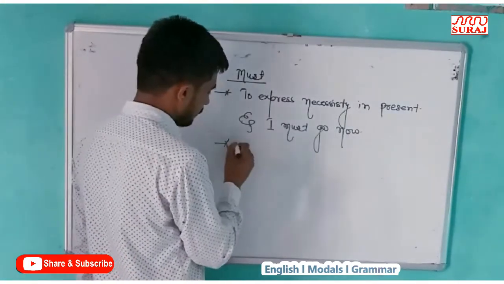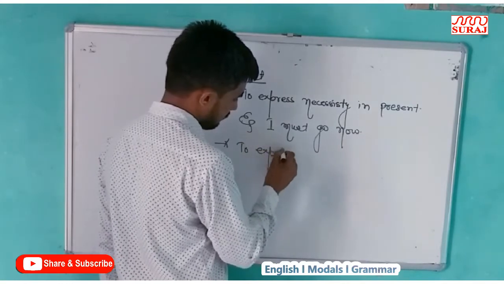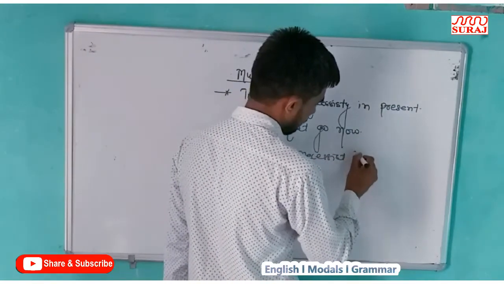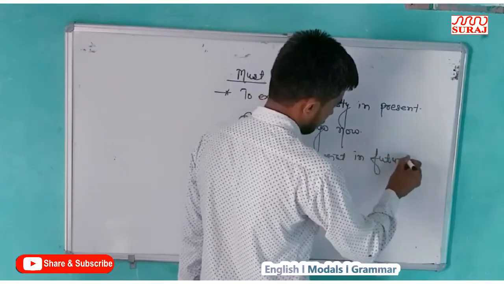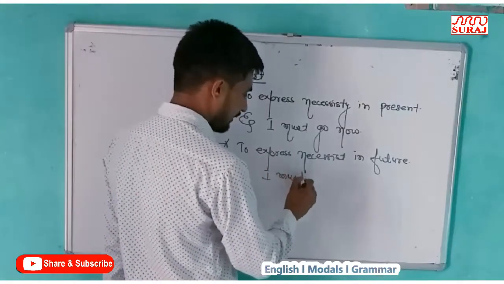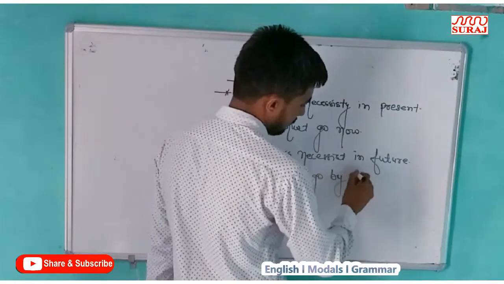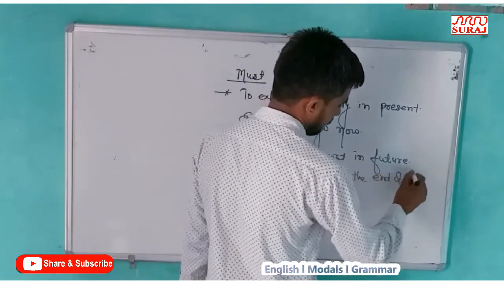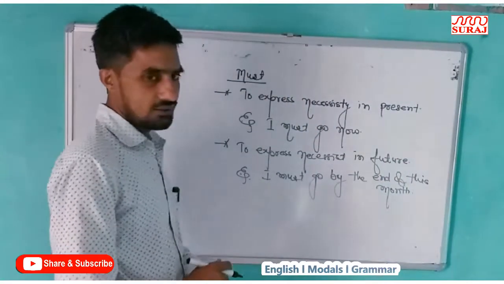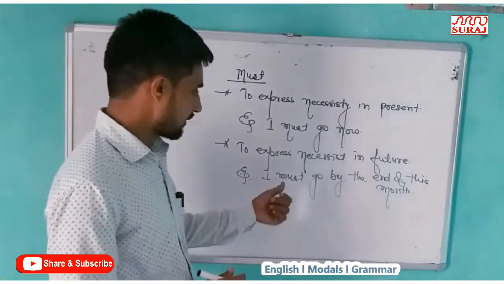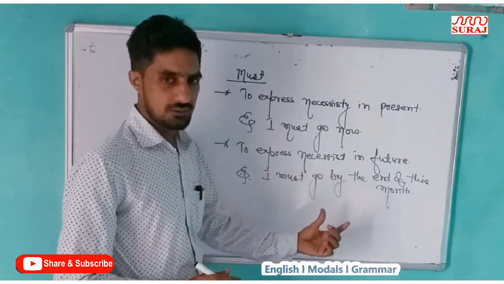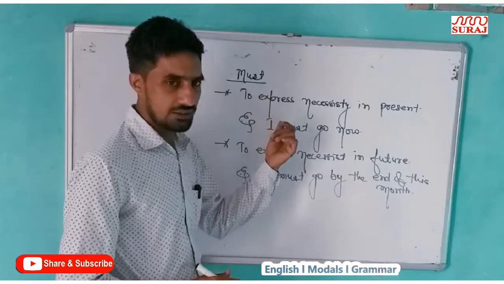Correct? Then to express necessity in future. For example, I must go by the end of this month. Means the necessity and compulsion is going to be expressed by it, that the action must take place in future, in upcoming days. That's why we can use must.